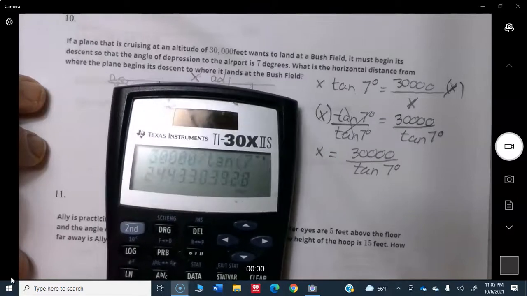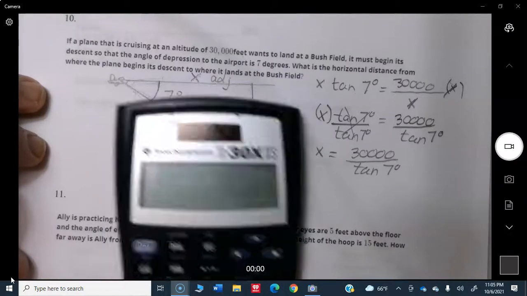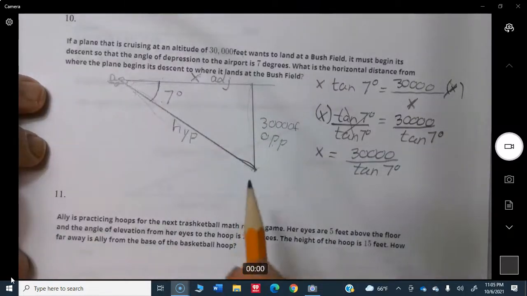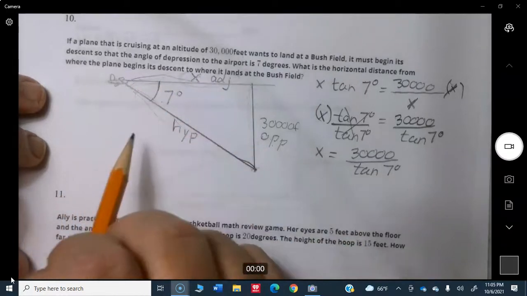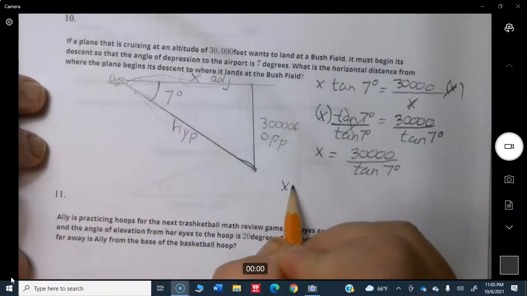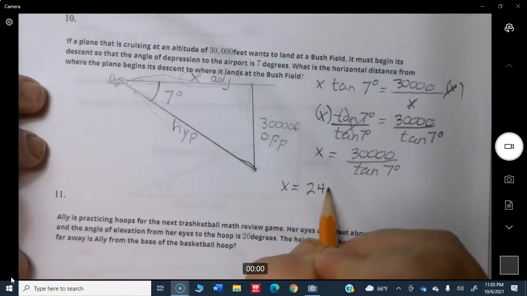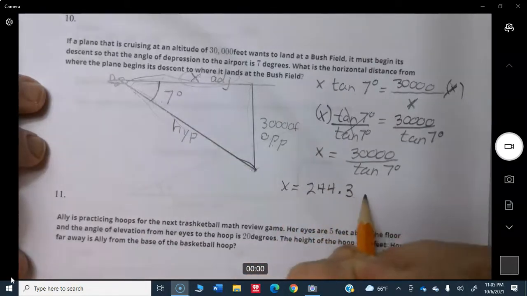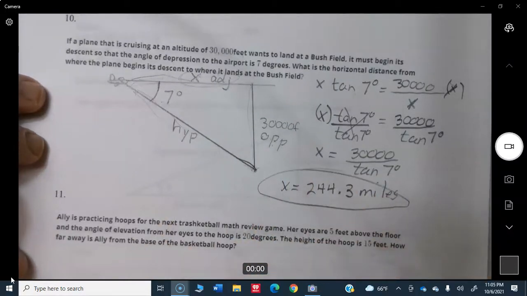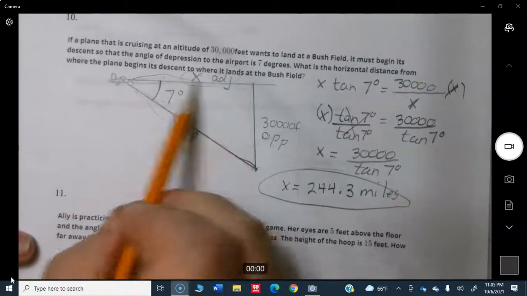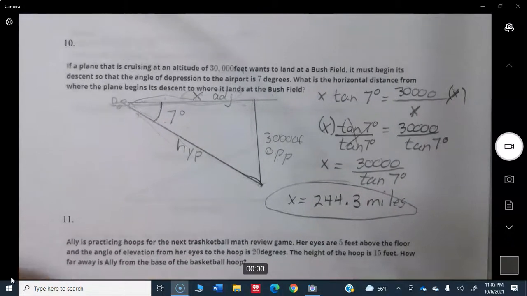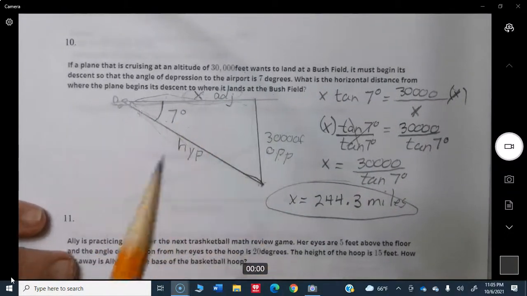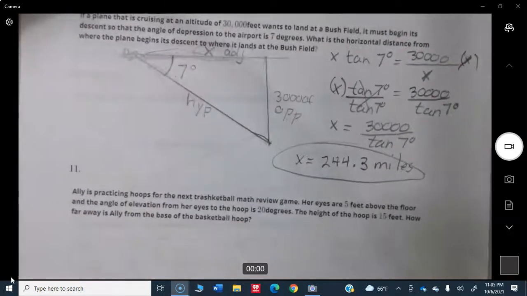And I get 244.3 miles. So that means this distance right here where the x is 244.3 miles. Okay, again, it's this distance right here, not this distance here. And that's what they asked for, horizontal distance. That means that. Okay, let's finish up one more.